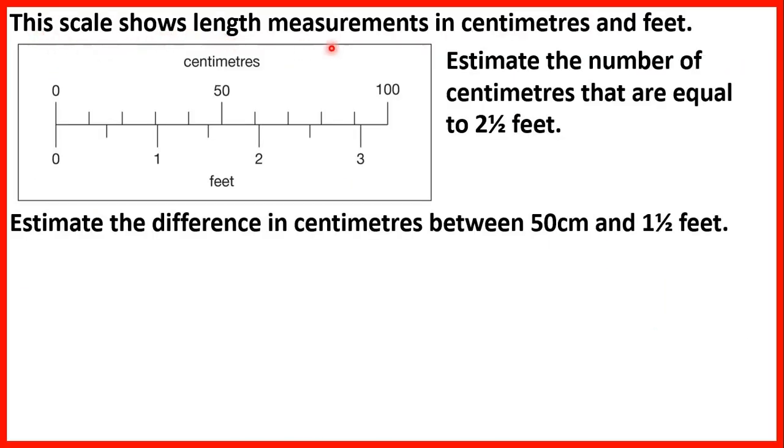This scale shows length measurements in centimetres and feet. Estimate the number of centimetres that are equal to 2.5 feet. So we can see that the lines that show centimetres are each 10 centimetres, because we have 10, 20, 30, 40, 50. Now 2.5 feet will be halfway between 2 and 3 feet, so that's this point here. We can see that that's just a bit closer to 80 centimetres than it is to 70 centimetres. So I would estimate 77 centimetres.